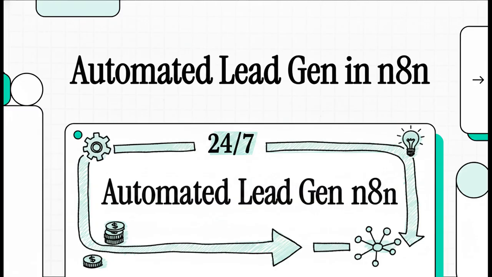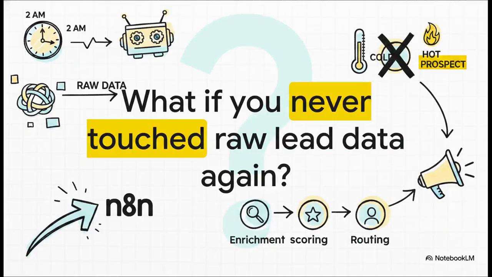But for now, let's pop the hood and get into the mechanics of this no manual contact machine. So I really want you to ask yourself, what if your sales team literally never had to touch raw lead data again? Think about those traditional bottlenecks we all hate. Leads just sitting there in manual processing queues, waiting hours or even days to be enriched, scored, and routed. And by the time a rep actually reaches out, the prospect is already cold.